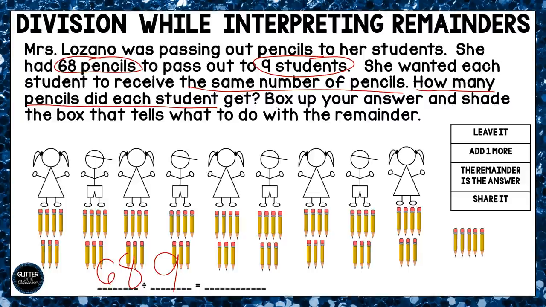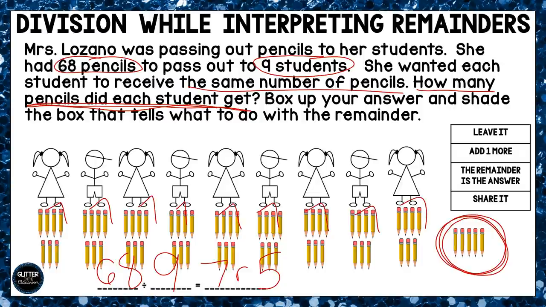68 divided by 9 is actually 7, because each student receives 7 pencils. That's where that number comes from. And there are pencils that are left over. There are actually 5 pencils that are left over. Here is my remainder of pencils, my leftovers. So the question said, how many pencils did each student get? Well, when I passed them out evenly, each student received 7 pencils.